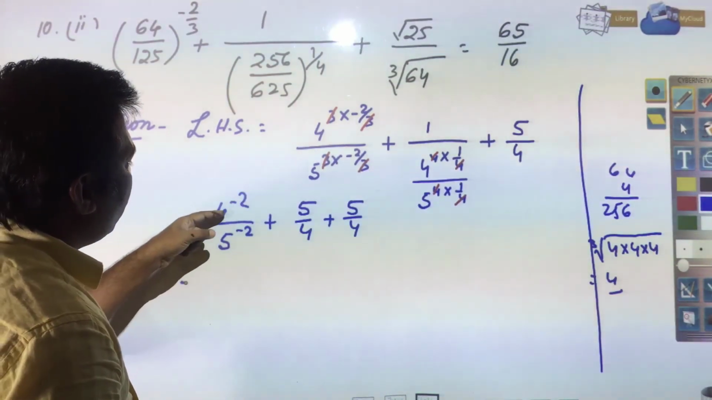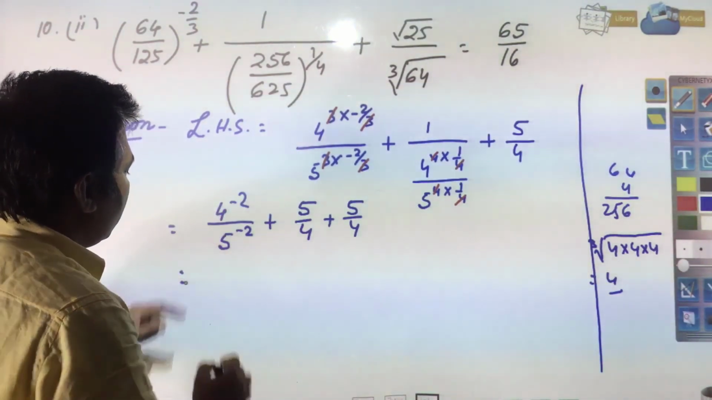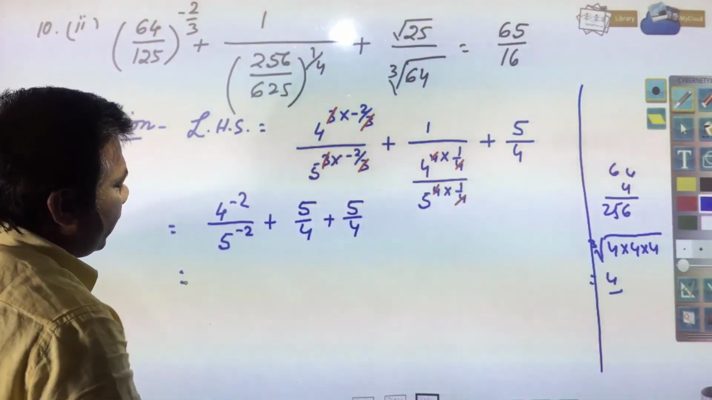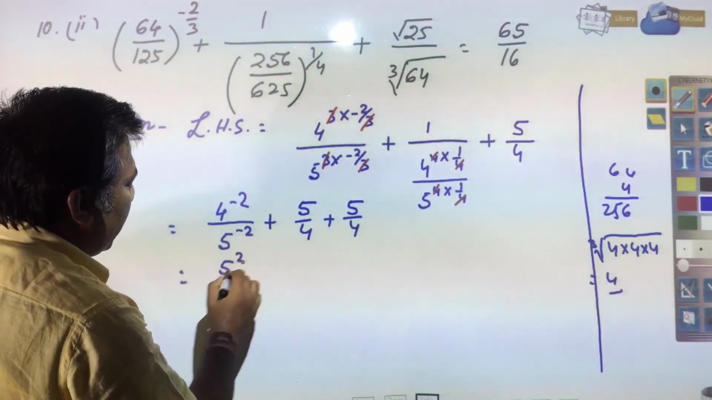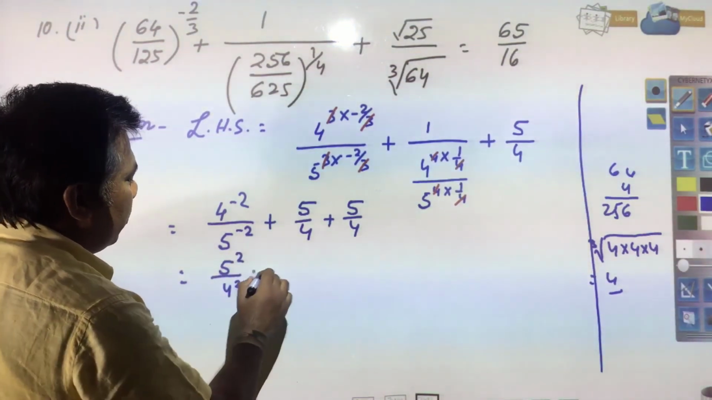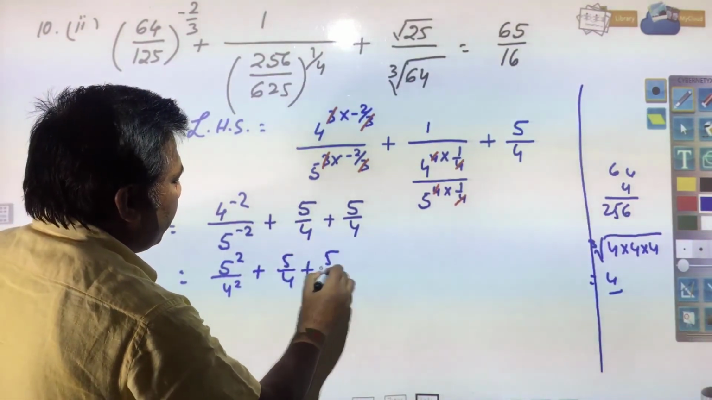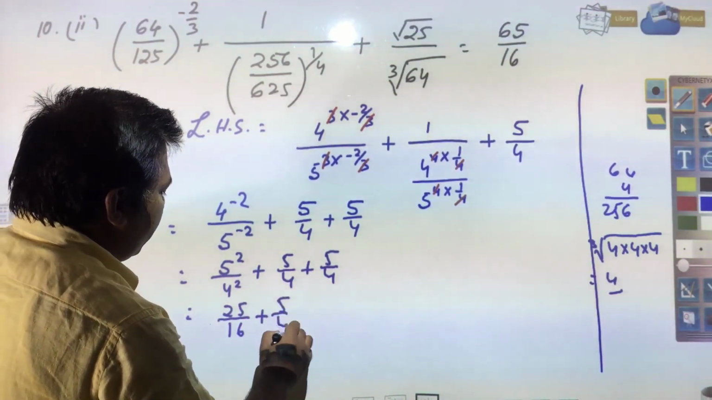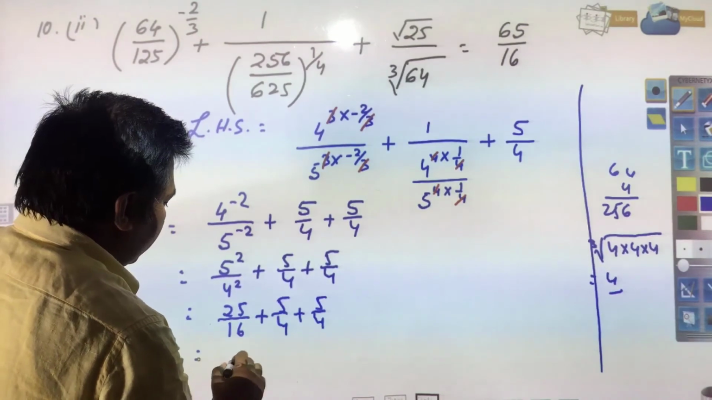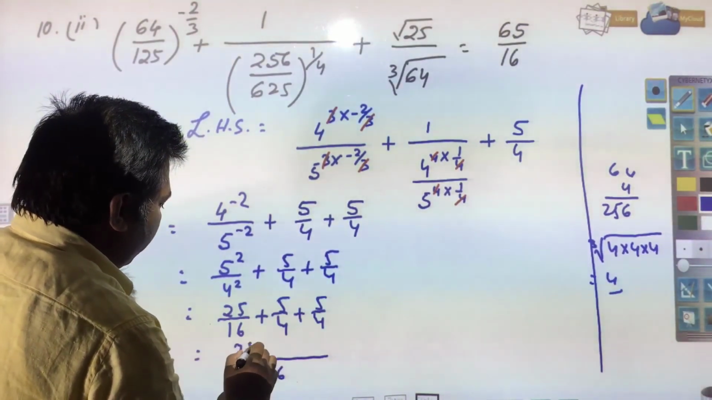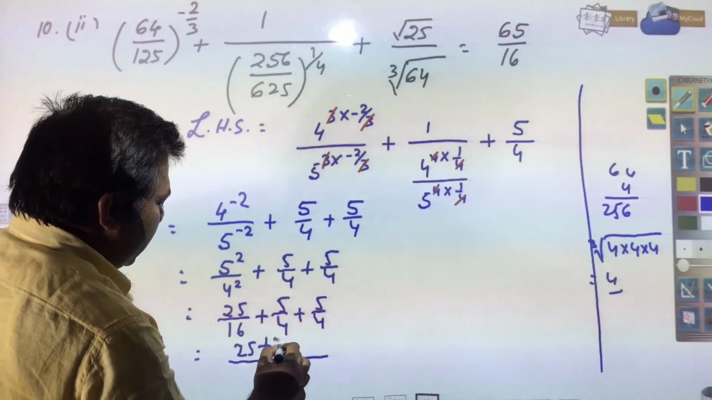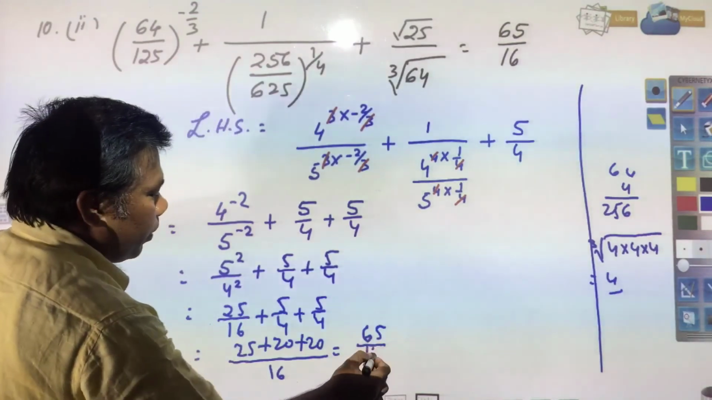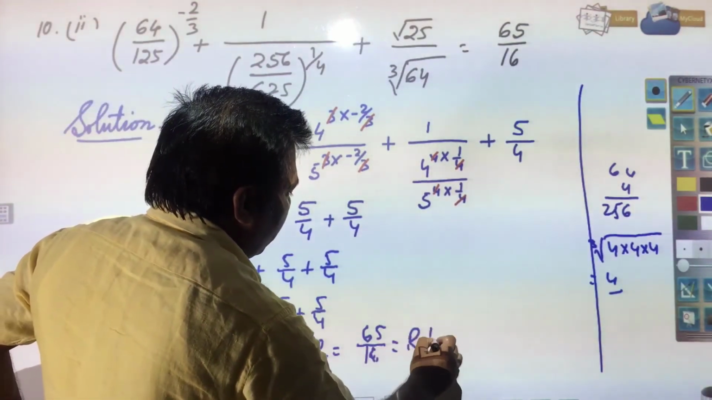So, inverse of 4 to the power minus 2 will be what? Inverse of 4 we need to write down, and inverse of 5. So, this will be 5 square by 4 square plus 5 by 4 plus 5 by 4, and you will get 25 by 16 plus 5 by 4 plus 5 by 4. LCM you will have 16. So, this you will have 25 plus 20 plus 20, it means 65 by 16, 65 by 16, and that you had to prove.